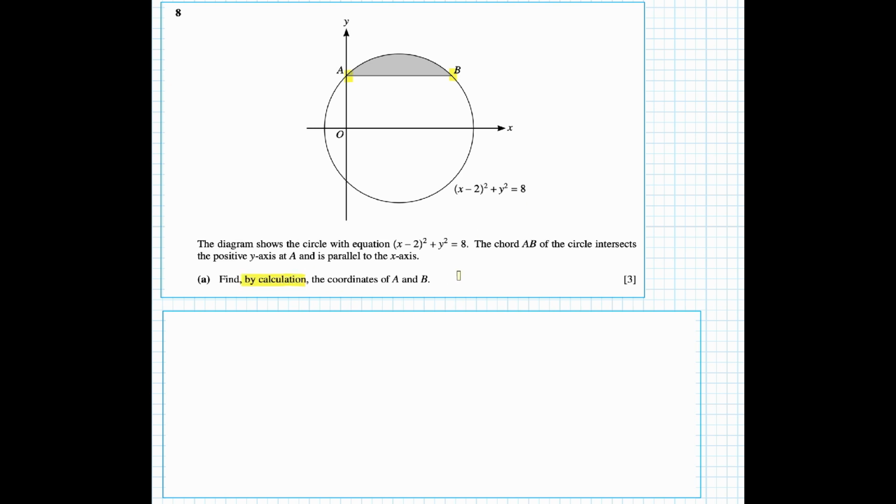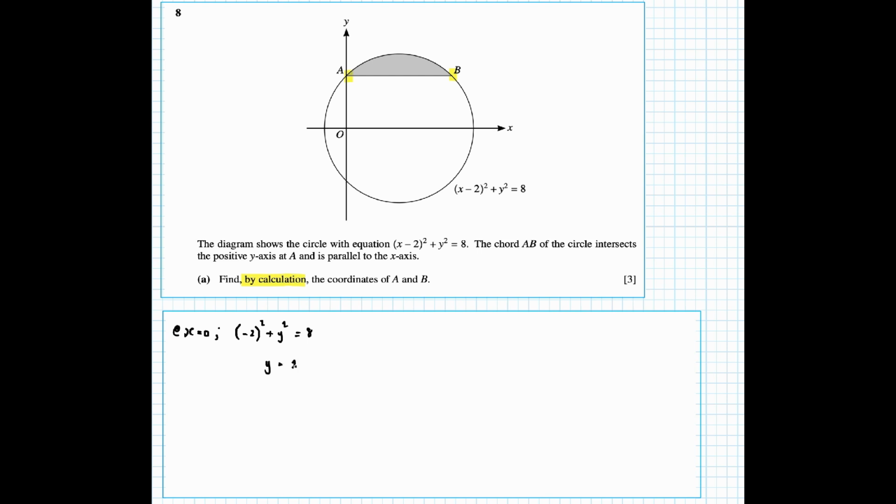On to question 8, where we have our second circle equation type question. For A and B, we've defined, just like the earlier question, by quick calculation, find the coordinates of A and B. So A is on the y-axis, so we know that x is 0 there. If we find that value, of course, the y value for A and B will be the same. So let's plug that in.